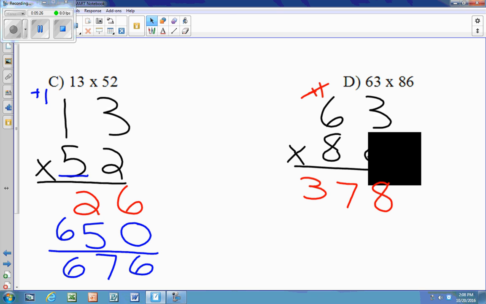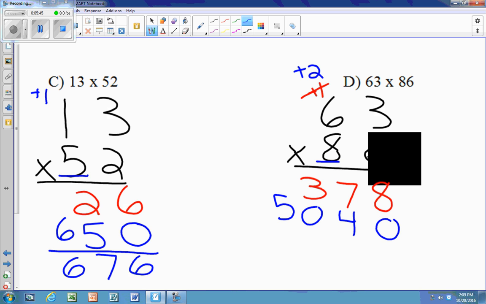And I'm going to work with my 8. Because the 8 is in the tens place, I need to put a 0 to start my second row. 8 times 3 is 24. This is why I got rid of the 1, because now I need a 2 up there. 8 times 6 is 48, plus 2 is 50. I now add them together, and I have my answer.